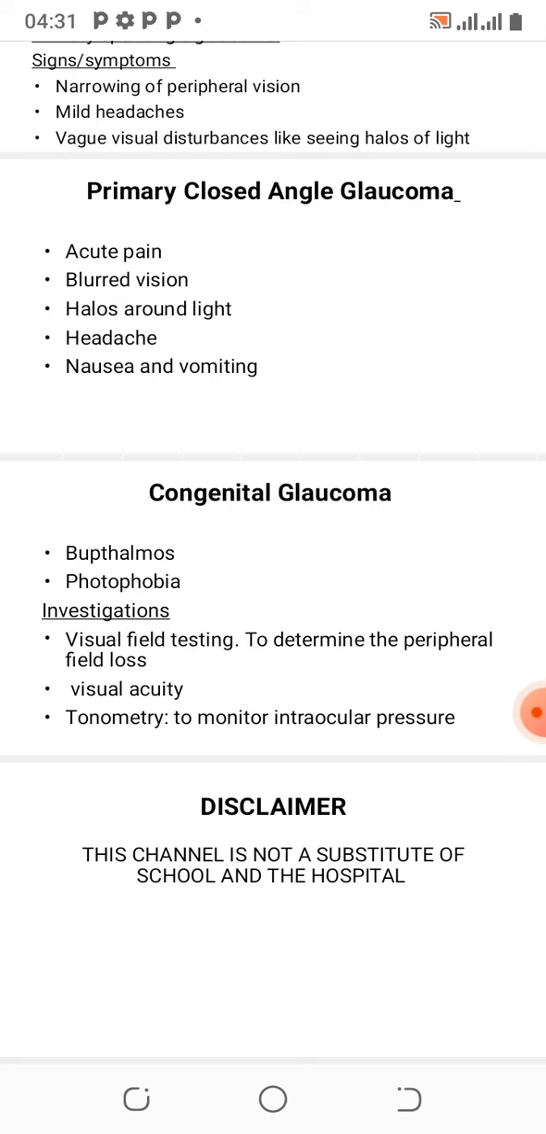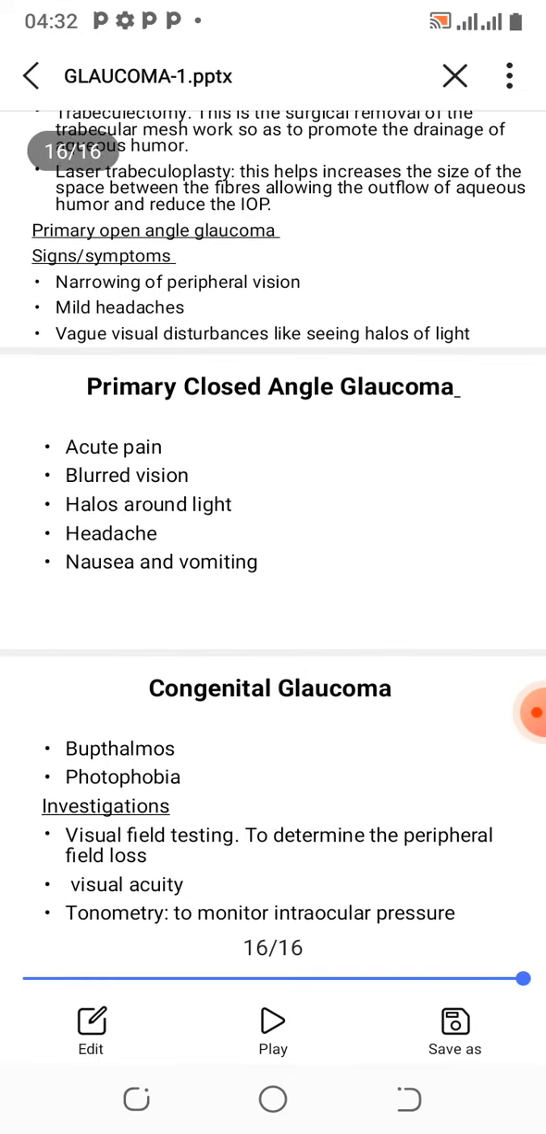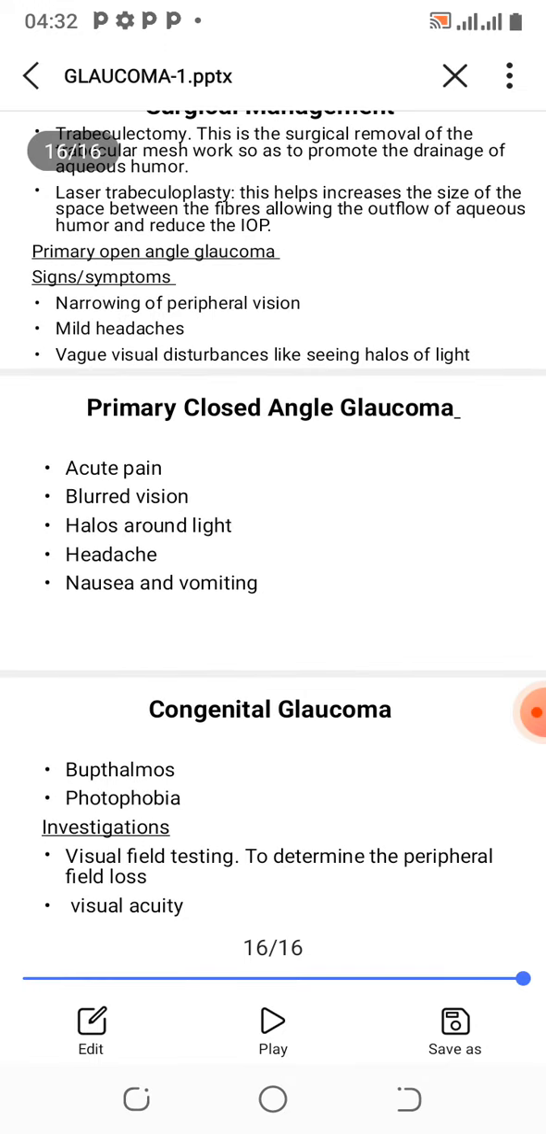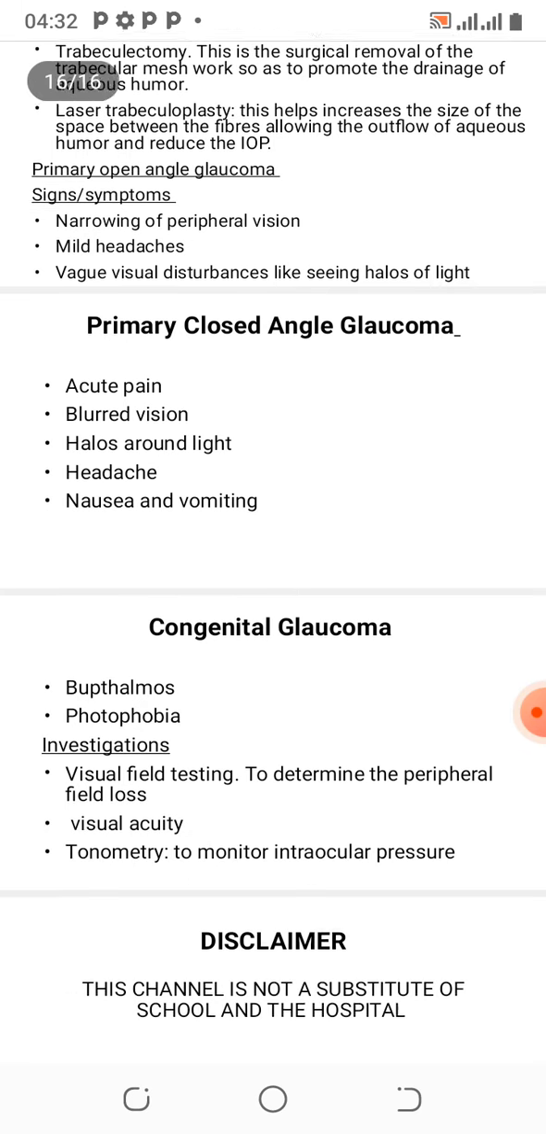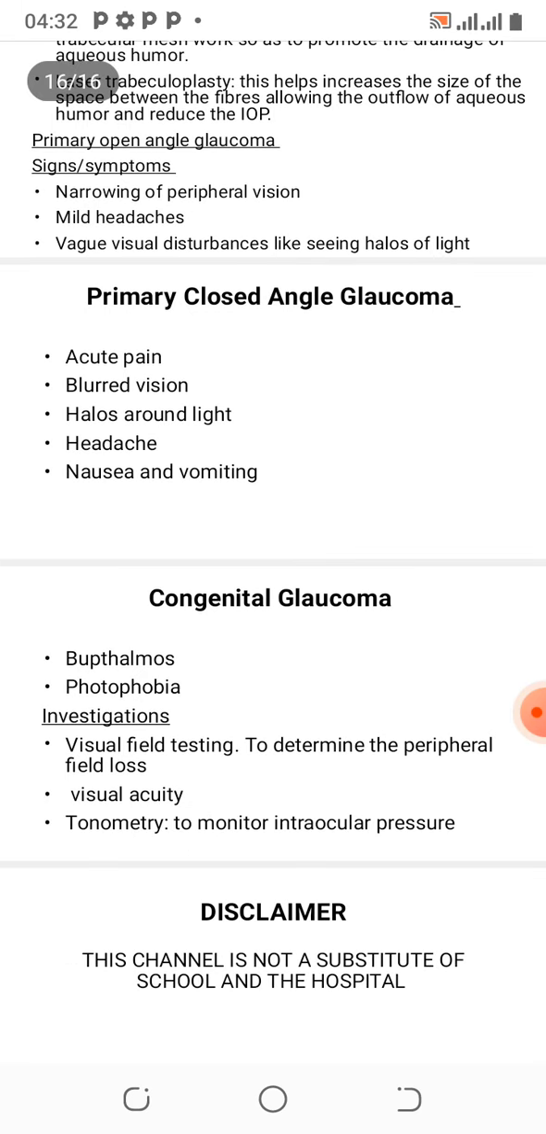The patient will be experiencing some halos of light. There will also be headache, nausea, and vomiting. These are more common in primary closed angle glaucoma. In primary open angle glaucoma, there are also some signs and symptoms: narrowing of peripheral vision, mild headache, and vague visual disturbances like halos of light. In congenital glaucoma, there will be photophobia and papillomos.